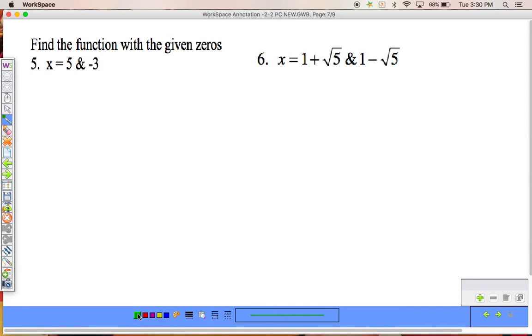Now we're going to find the function from the zeros. I'm going to tell you there's a function that has zeros at 5 and -3, and I want to know what that function is. So what we're going to do is we're going to write a factor. x minus 5, because we do the opposite, and x plus 3. And then last, we're going to FOIL.